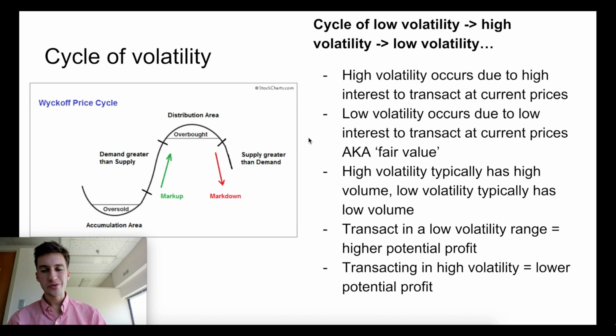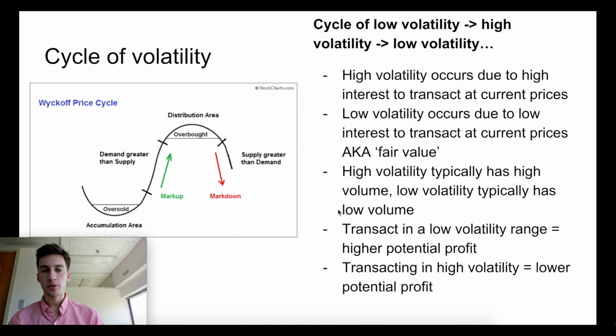Additionally, high volatility will also usually have high volume, and low volatility will typically have low volume. The reason that occurs is that for price to move with that much fluctuation, you're probably going to see a large amount of transactions. Whereas with low volatility, we're probably going to see not as many transactions because there's just not as many interested traders looking to buy or to sell.